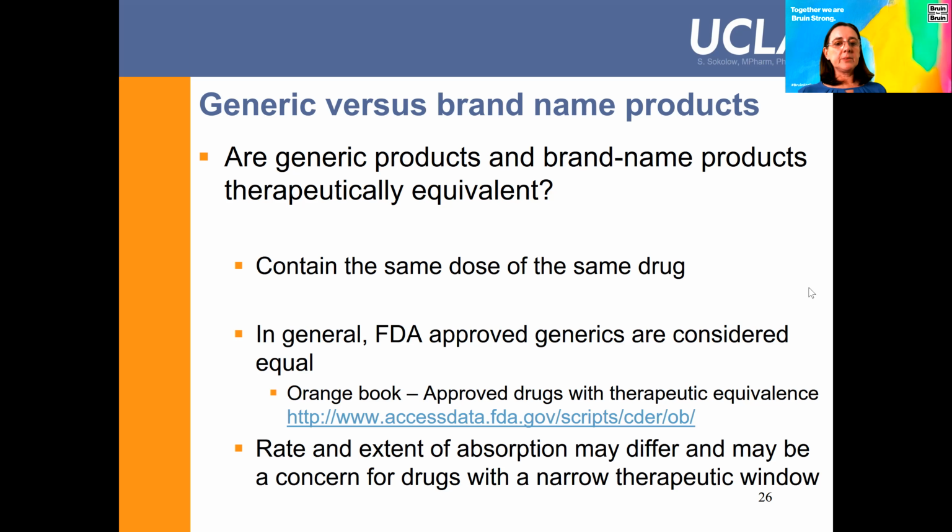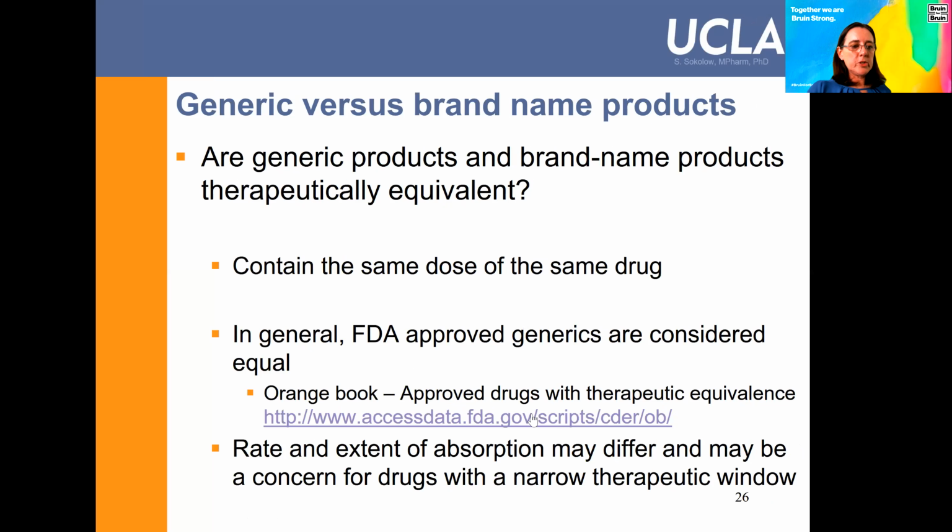Now, there are some drugs for which it's hard to have the same therapeutic equivalency because of the formulation. When you make a tablet, you have inactive ingredients that contribute to how the drug is going to be released in the system. And so that's why you can have some slight variation. This is why there is an Orange Book, which lists all the approved drugs with their therapeutic equivalents. If you click on this link, you can search for drugs and see if they are therapeutically equivalent.